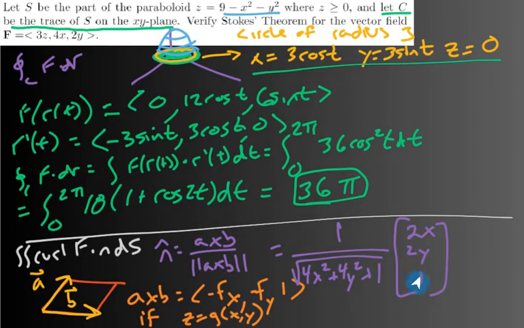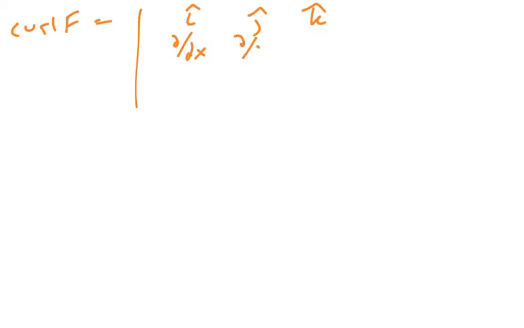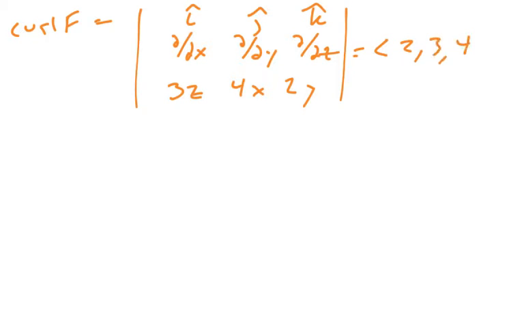So given a point on this surface, any (x, y), this represents the normal of that. We also need the curl of f. I think I'm going to have to go to a new page here. The curl of f is, of course, the determinant with i hat, j hat, k hat, partial x, partial y, partial z, and then 3z, 4x, 2y. If you do that out, you get just 2, 3, 4, which is quite nice.